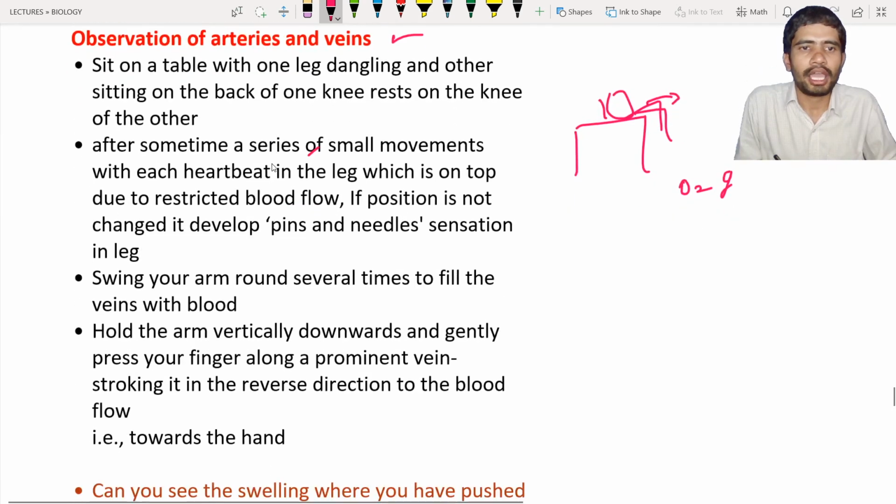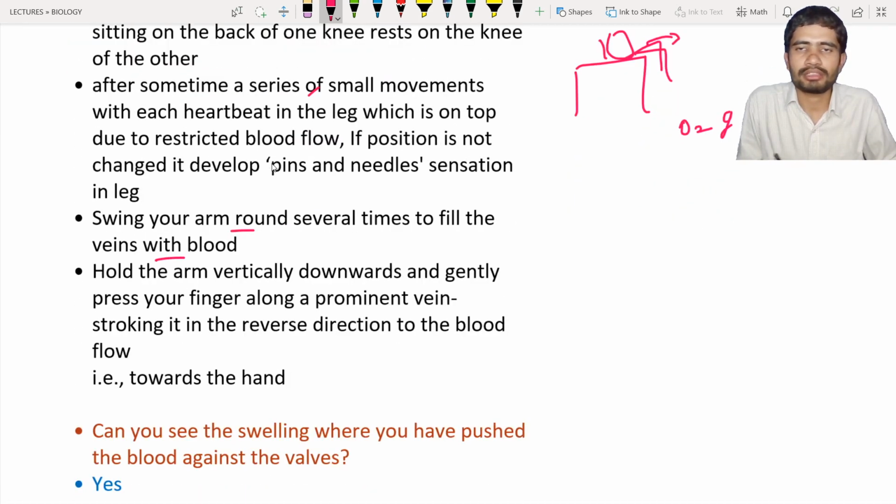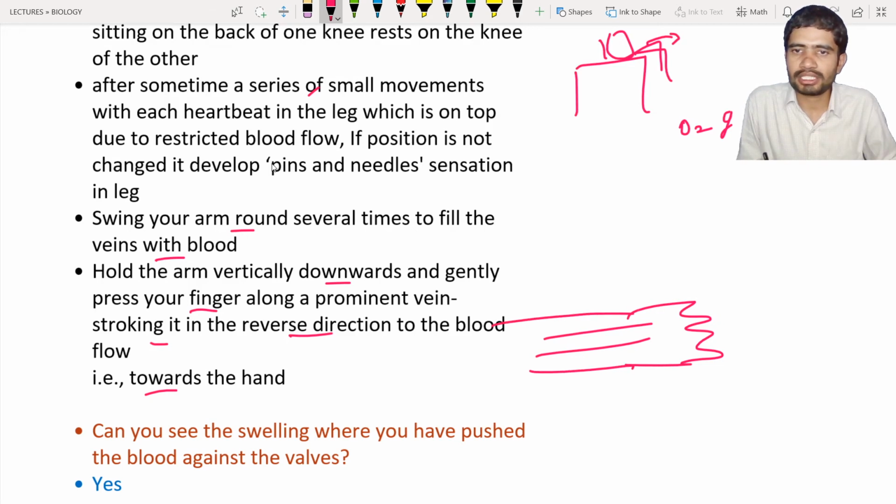Next, swing your arm around several times to fill the veins with blood. Swing means just move your hand in a circular motion. As a result, the blood is going to get filled in the veins. Next, hold the arm vertically downwards and gently press your finger along a prominent vein, stroking in the reverse direction, that is towards the hand. Let us consider this is the hand. The veins present in the hand will be filled with blood while you are swinging and holding it in the vertical direction. When the veins are filled with blood, you can see the filling of blood, and they will become more prominent.